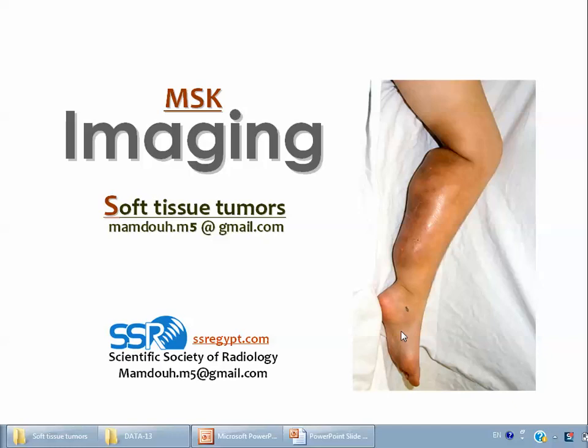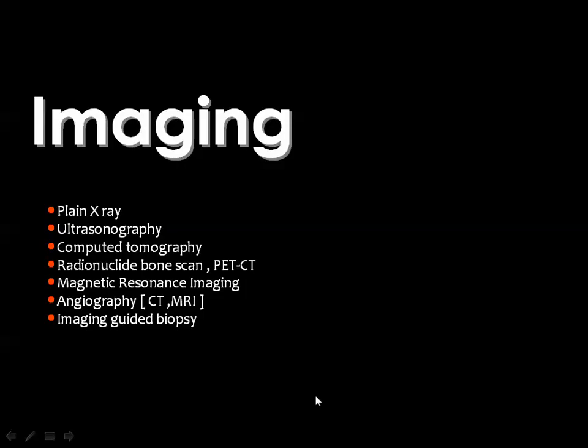Dear colleagues, now we will handle one of the tough topics in musculoskeletal imaging, which is the diagnosis of soft tissue tumors. In my opinion, this was the remaining part that I did not handle before, and I will handle this topic in 3 or 4 parts, starting with the first part. This is a long topic, of course, as you all know, but we will try to simplify it as much as we can.